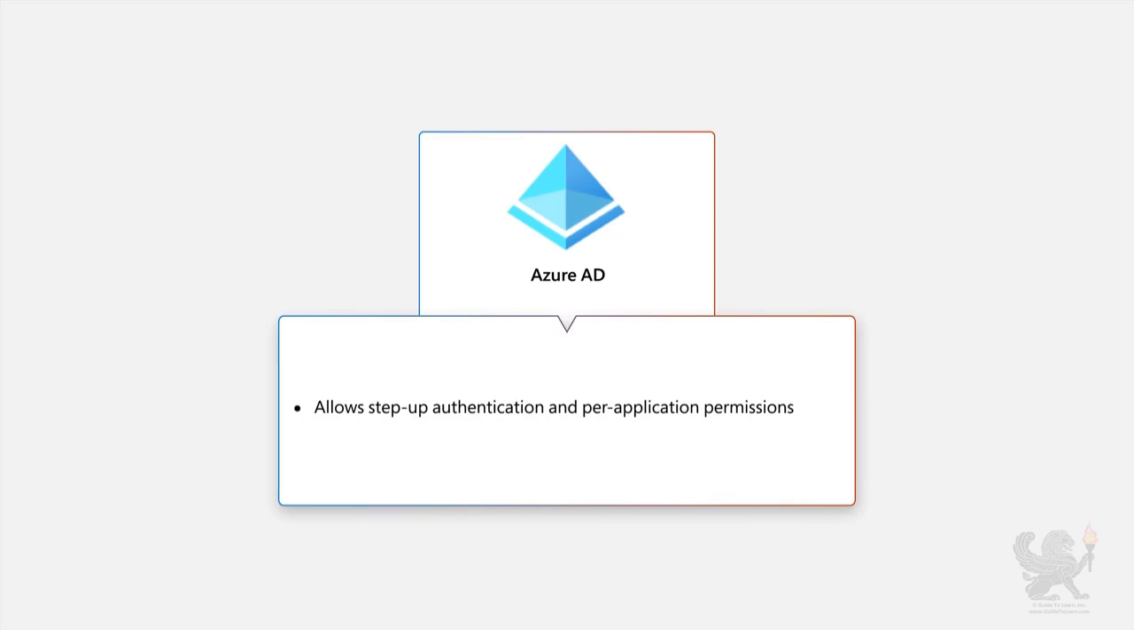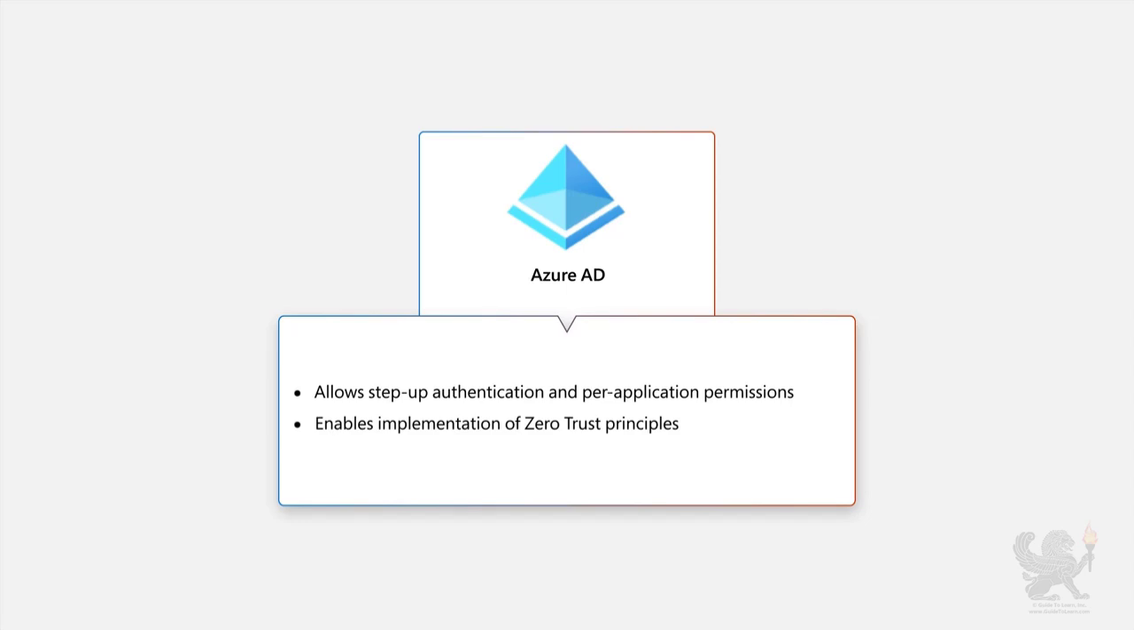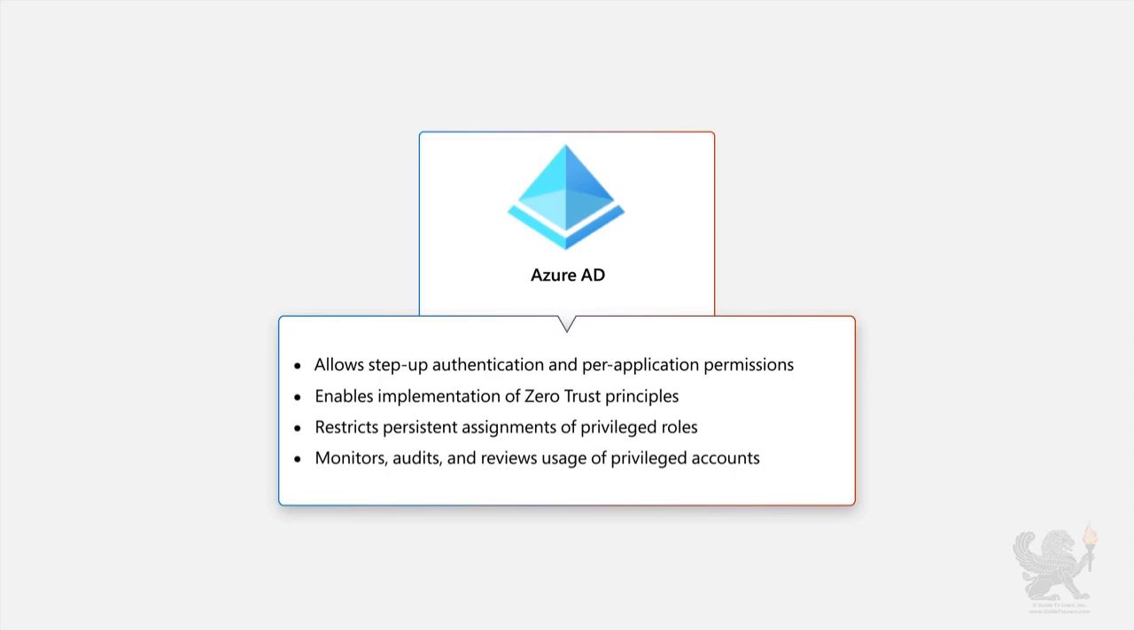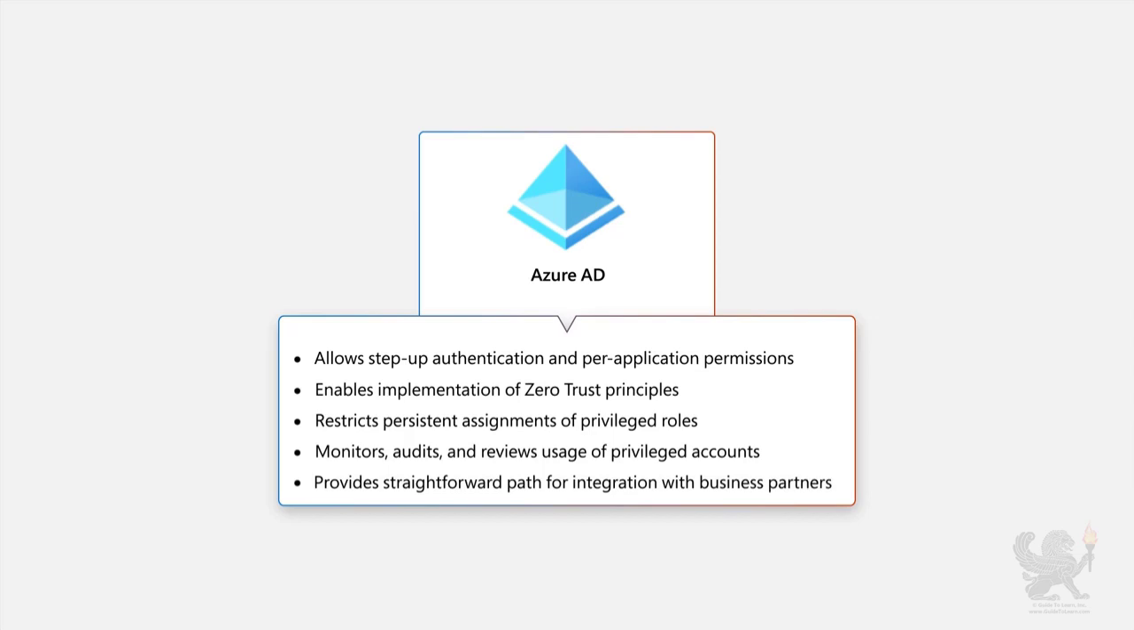The choice of Azure AD will facilitate addressing the customer's requirements, including step-up authentication and per-application permissions based not only on the properties of users' accounts, but also on the state of these users' devices. It will also help with implementing a range of Zero Trust principles, including restricting persistent assignments of privileged roles for identity and access management, as well as monitoring, auditing, and reviewing the usage of privileged accounts. In addition, it will provide a straightforward path towards integration with business partners such as SBAK Banking.